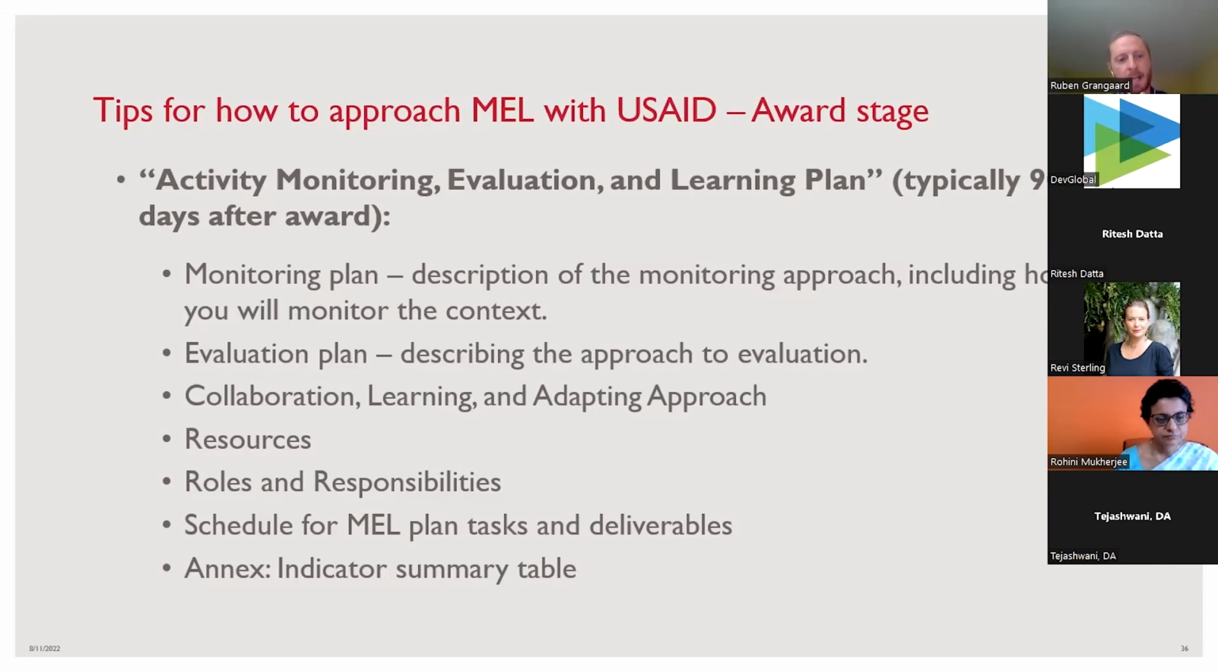And in the annex, a really, really important component that you need to fill out in a lot of detail is the indicator summary table. That's going to look, again, similar to the types of tables that we've been looking at in this session. But this is where you add in all of the indicators that you're going to be tracking throughout implementation, and you need to provide detail about how you're going to collect the data, targets, et cetera.